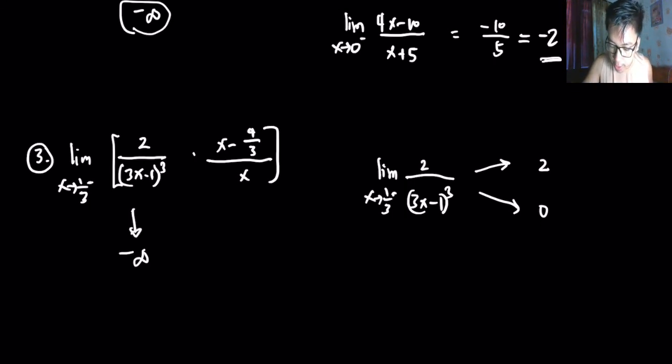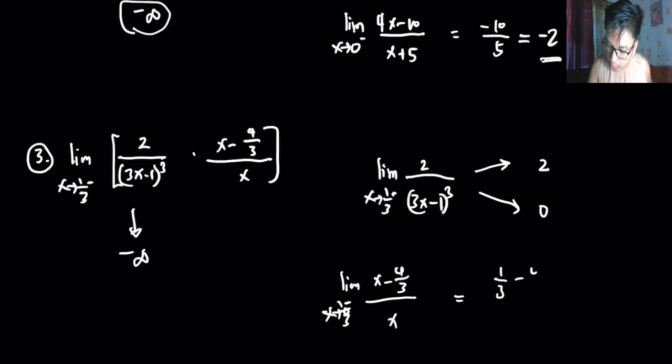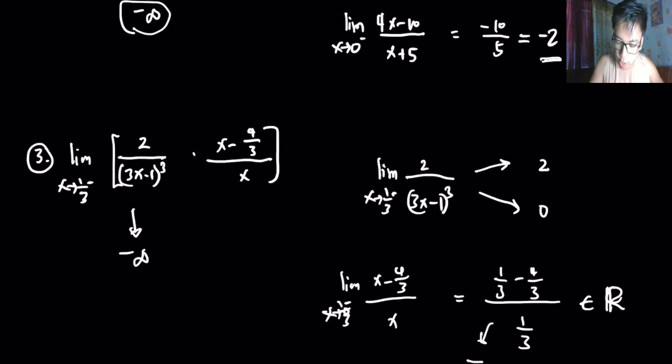But if we take the limit of (x minus 4 over 3) over x as x approaches 1/3 from the left, this is 1/3 minus 4 over 3, and that's technically negative 1. So this is C, the real number. We don't care what value it is, but we are sure this is a negative value. So the C here is negative. Negative times negative, so the result is positive.